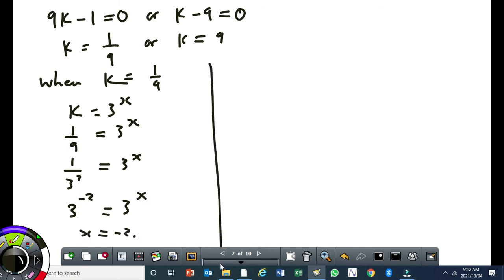That's the first value. The second one, since k is equal to... Are you following it? Please, can you do me a favor? You need to concentrate. You really need to concentrate.